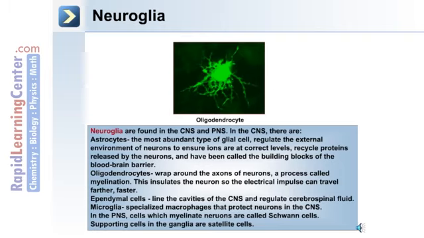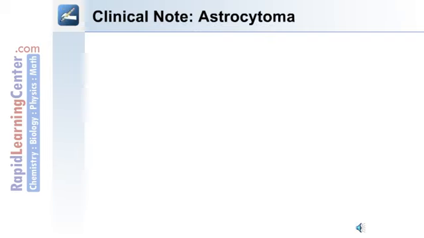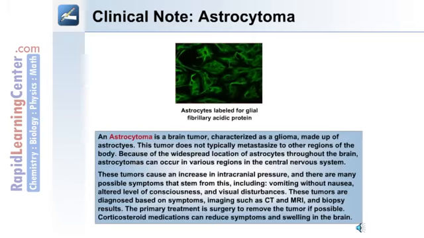Oligodendrocytes wrap around the axons of neurons and produce myelination. Ependymal cells line the cavities of the central nervous system and regulate cerebrospinal fluid. Microglia are specialized macrophages that protect neurons in the central nervous system. In the peripheral nervous system, cells which myelinate neurons are called Schwann cells, and supporting cells in the ganglia are called satellite cells.